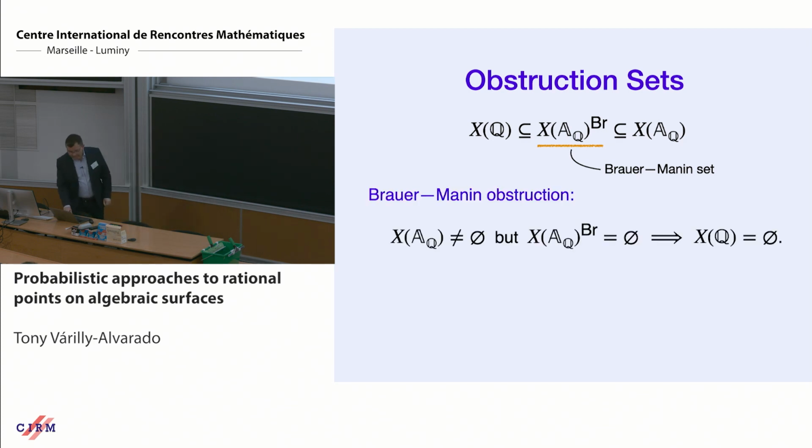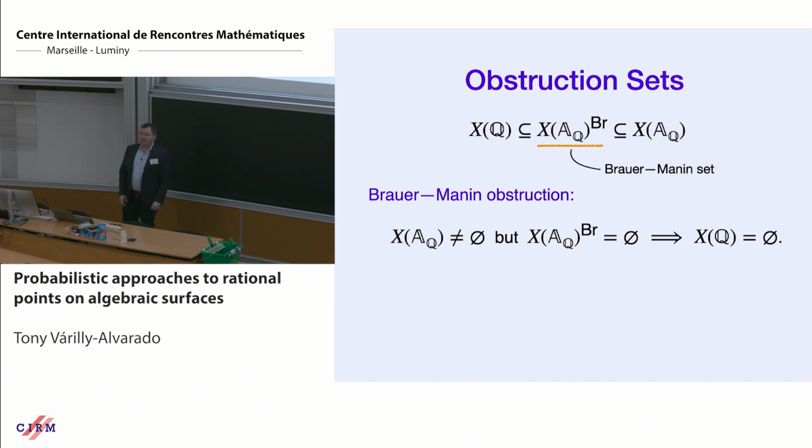And so what can happen, and what does happen, for example, in the Cassels-Guy cubic surface, is that you find that you have local points everywhere, but you can show that this intermediate set is empty. Okay? It's a computable thing, often. And so because this intermediate set is empty, that forces the set of rational points to be empty.